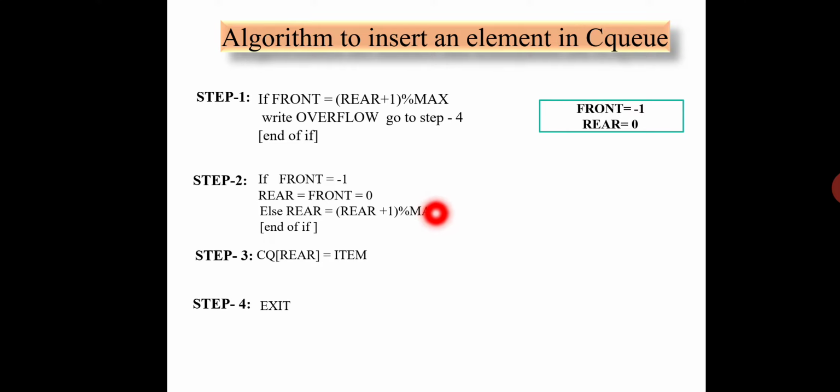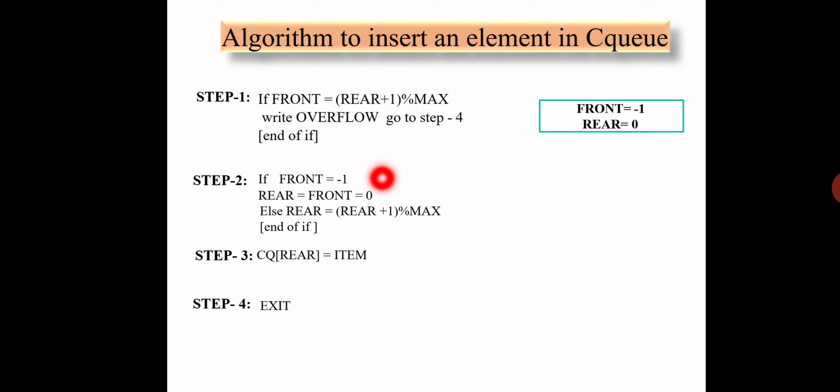Then for example, front is 2, rear is 7, meaning the rear has reached 7. That time this condition is false. That time we assign front is equal to -1. The rear is equal to rear plus 1 modulus maximum. Then it will reach that condition. See, if this condition is true, that time front is 0, rear is 0. The queue is already overflow. You can't add one more element to the queue.